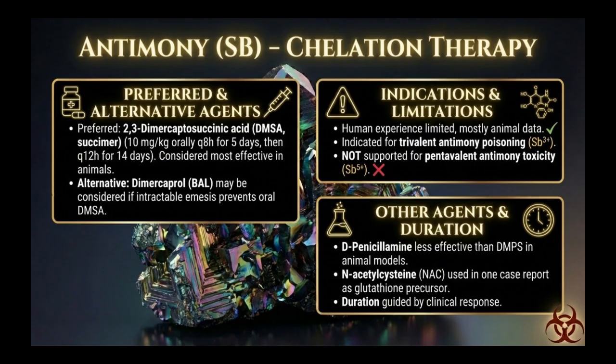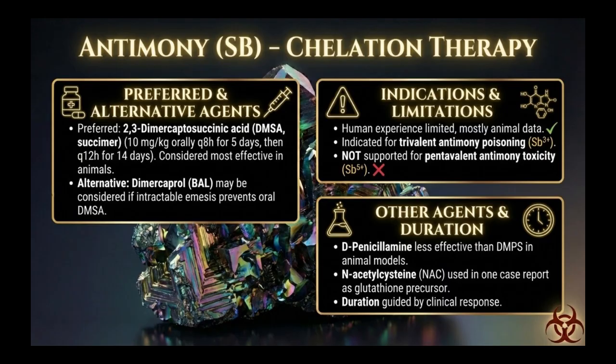Current recommendations for treating poisoning from trivalent antimony are based on limited evidence. Oral administration of succimer at a dose of 10 milligrams per kilogram every 8 hours for 5 days, followed by the same dose every 12 hours for 14 days, may be considered, ideally initiated as early as possible. If the patient experiences intractable vomiting preventing oral intake, dimercaprol may be used as an alternative. Chelating agents should be administered at doses proven safe and effective for other metals such as arsenic, considering their similarities.